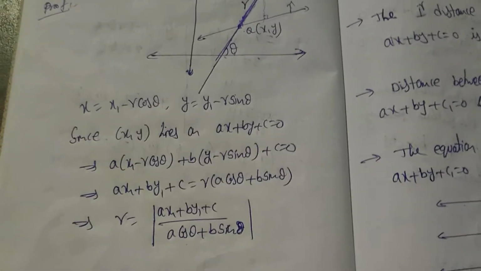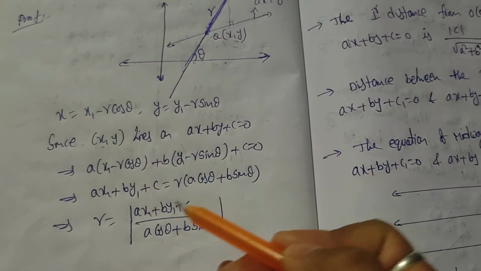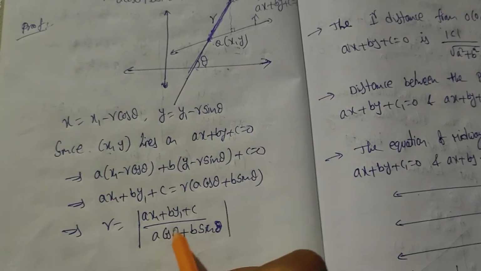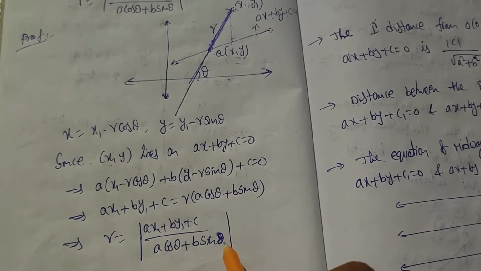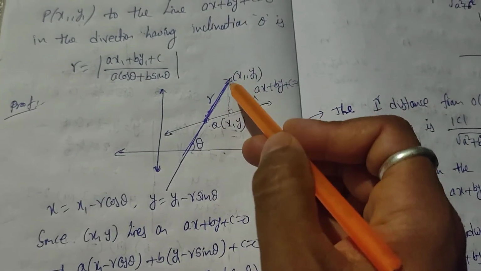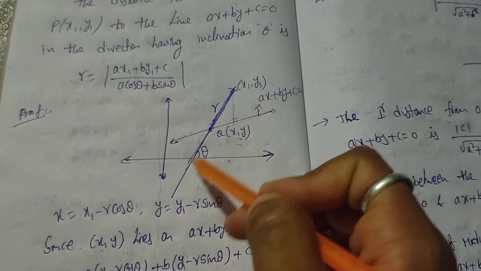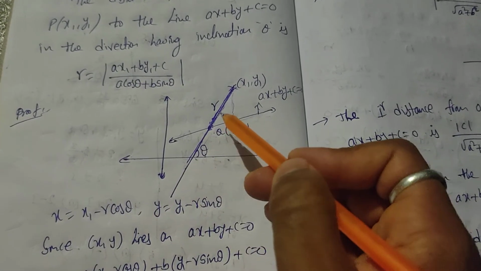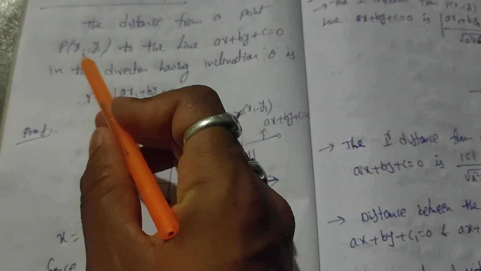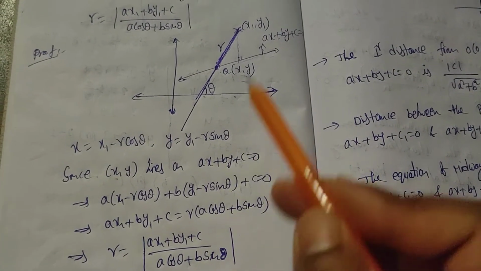In general, distance is always considered with positiveness. So to avoid a negative value, if you get a negative r, keep the modulus. So r = |ax1 + by1 + c| by |a cos theta + b sin theta|. Here theta is the inclination, the direction in which we are finding the distance. And this is ax + by + c. In this ax + by + c, you replace (x1, y1), that is the numerator. So r = |ax1 + by1 + c| by |a cos theta + b sin theta|. This is the very important formula.